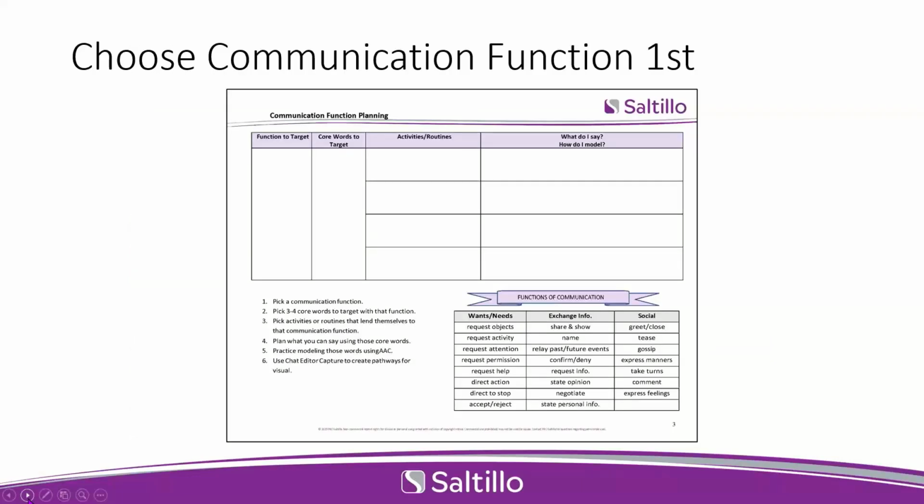The next and third option is to start with a function of communication. As we mentioned earlier, we might want to do more than make requests and get our needs met. So by picking a function to target, we can make sure that we are targeting a variety of functions. So think about what core words could be targeted for your chosen function, and then pick a couple activities that lend themselves to addressing that function and those words. Then, finally, write your script.